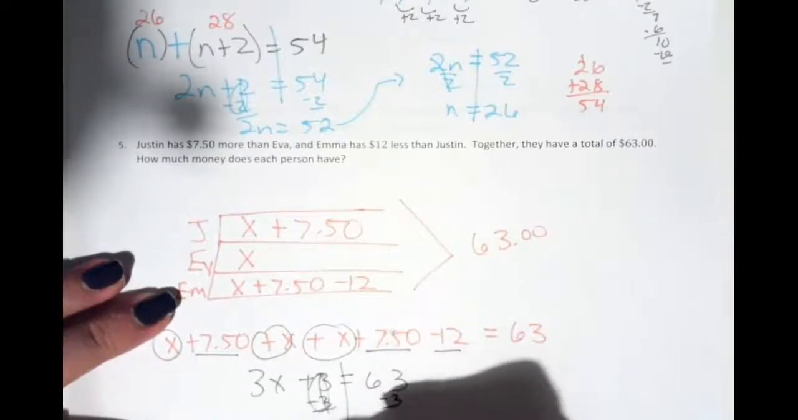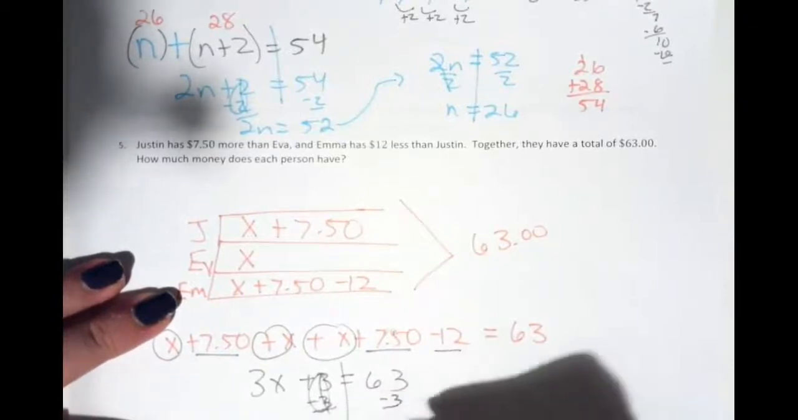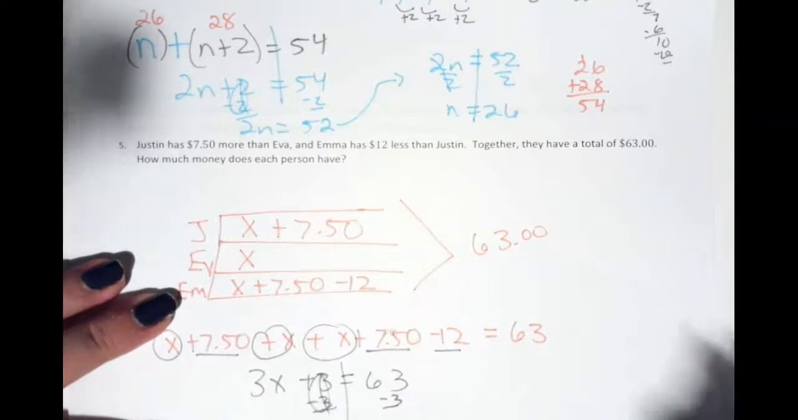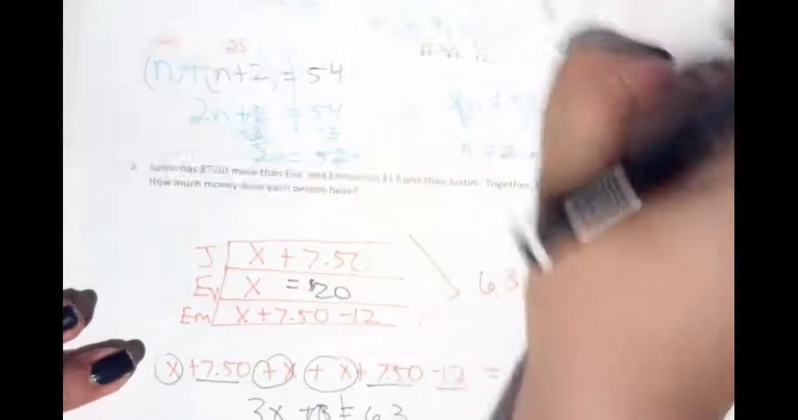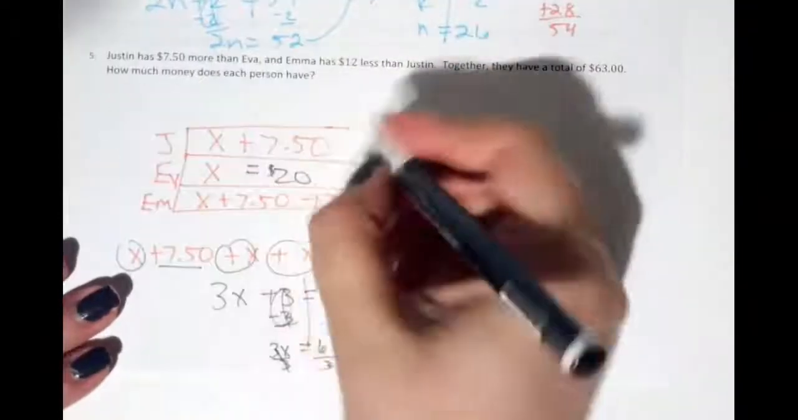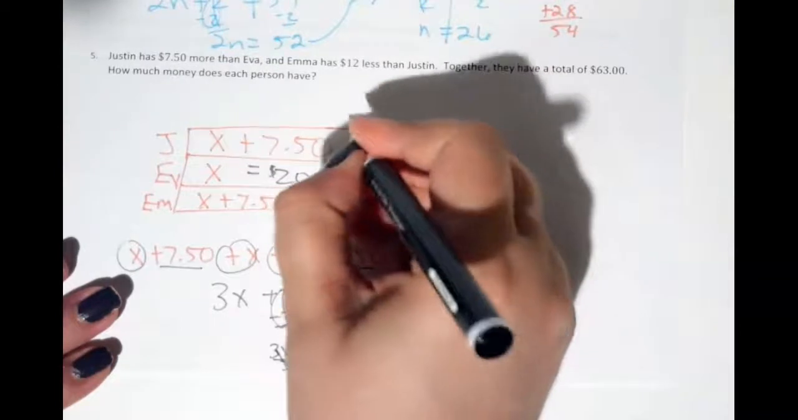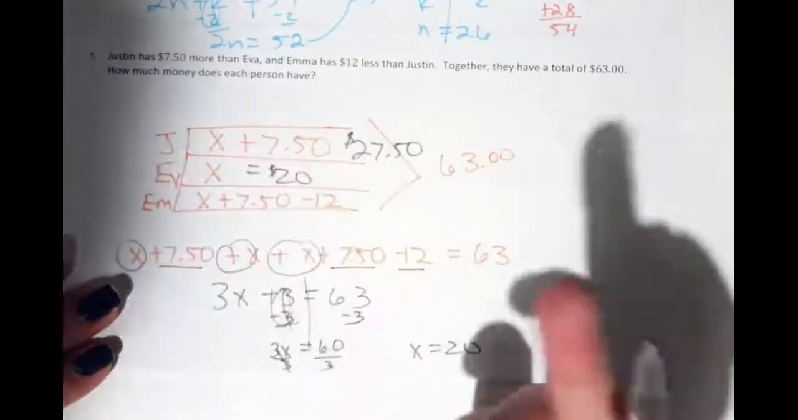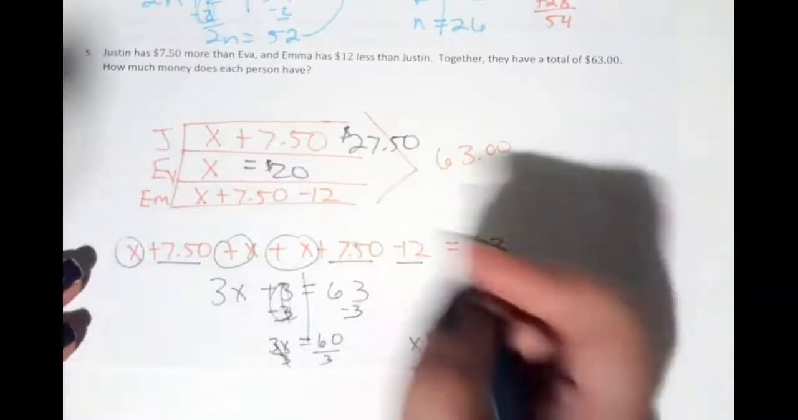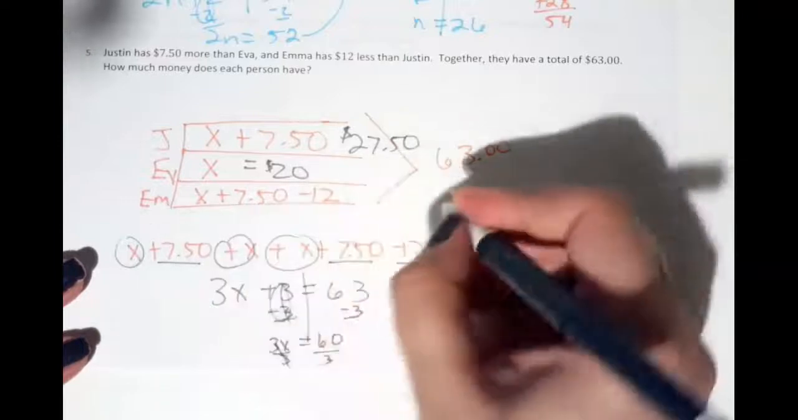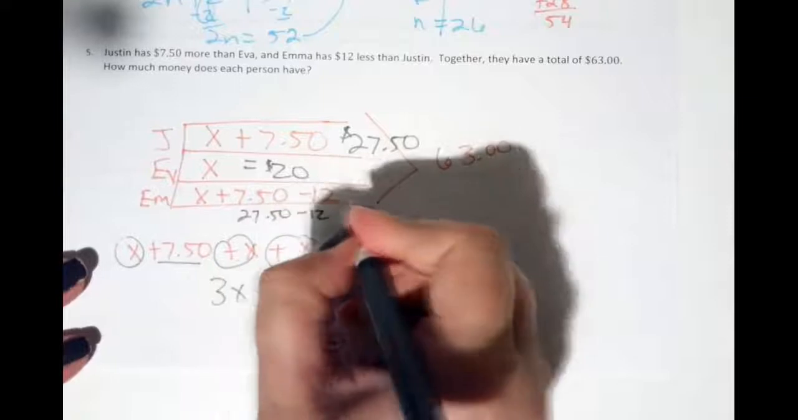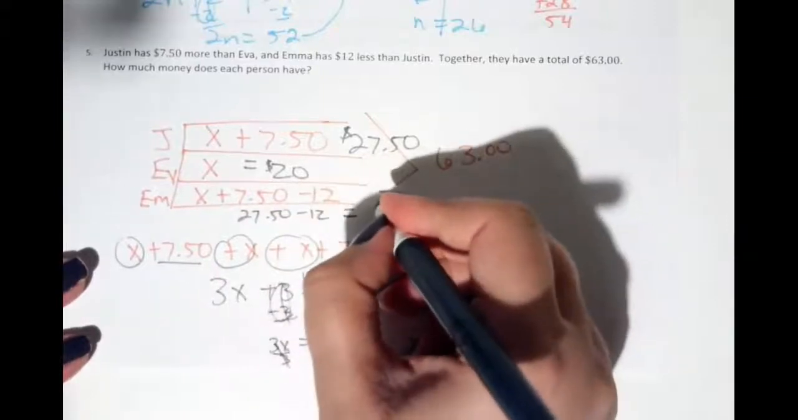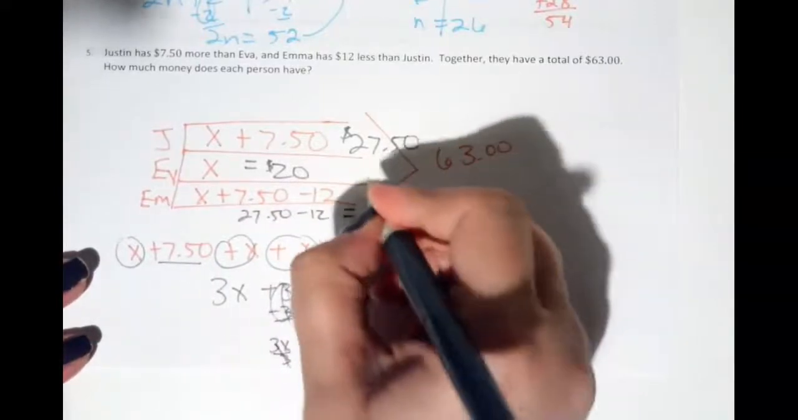3x equals 60. Divide each side by 3. x is 20, which means Eva had $20. So Justin had $27.50, since 20 plus 7.50 is $27.50, which means Emma had $27.50 minus 12, which is $15.50.